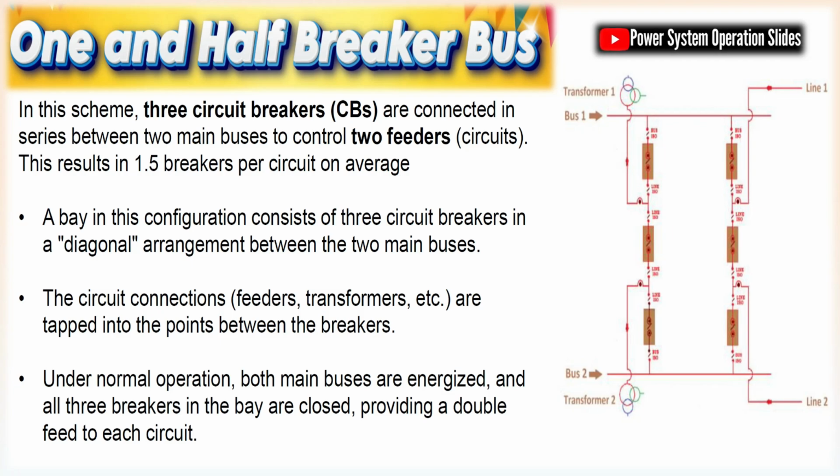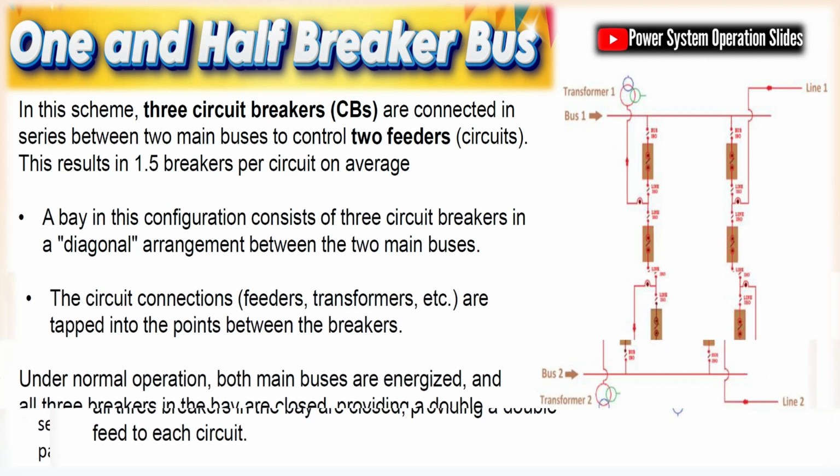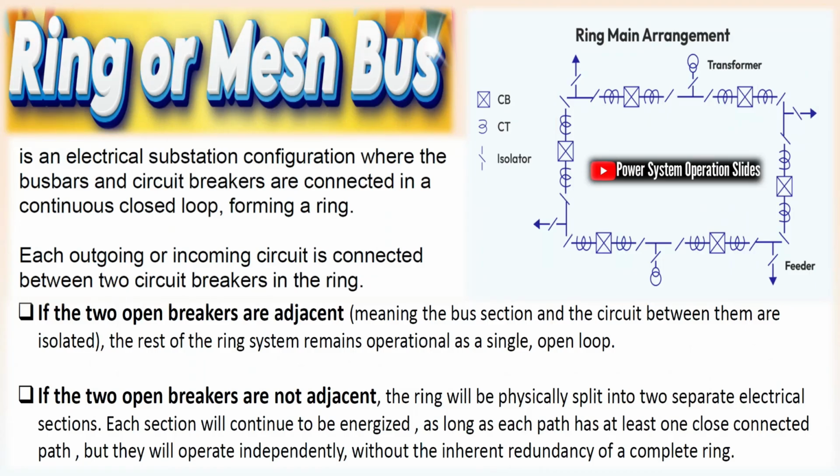AIS uses air insulation with larger footprints. GIS uses SF6 for compact, protected installations. Enclosed busbars offer additional mechanical protection depending on system design.